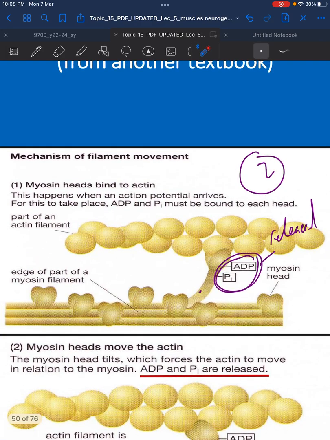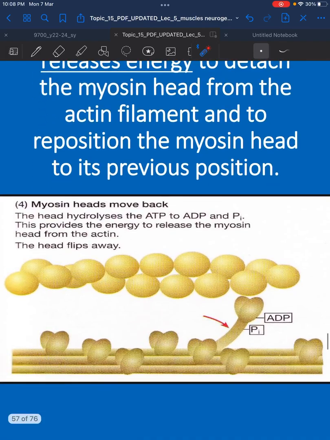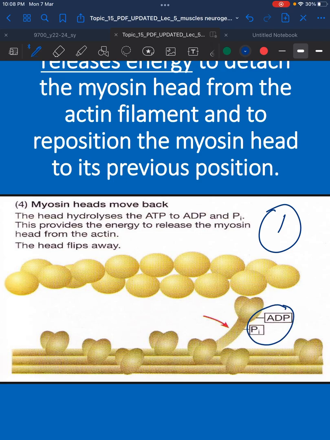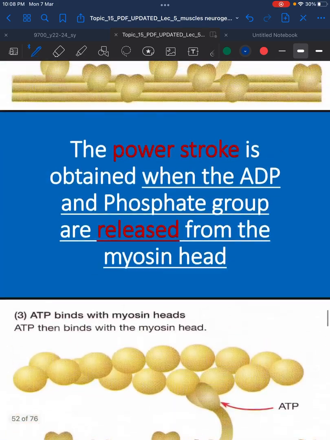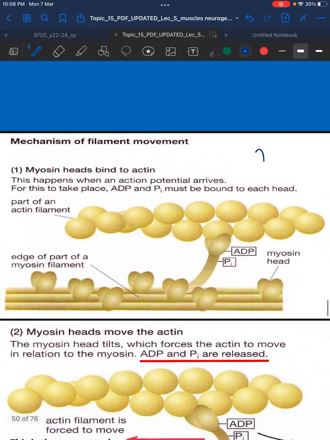Like I said, you may begin with this one here, which is still unbound. You can start this as your number 1 process, which I prefer, where the myosin head is still not bound, but the ADP and phosphate are already attached. And then when it's bound, because calcium binds to troponin, tropomyosin moves away, it exposes this binding site, so it will bind. So when it binds, this is number 2.